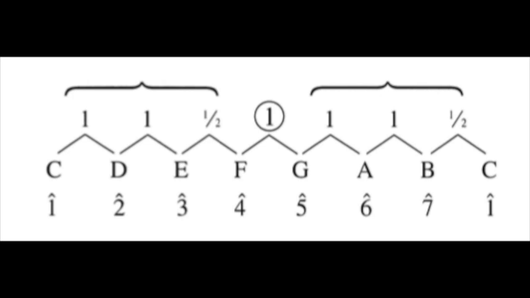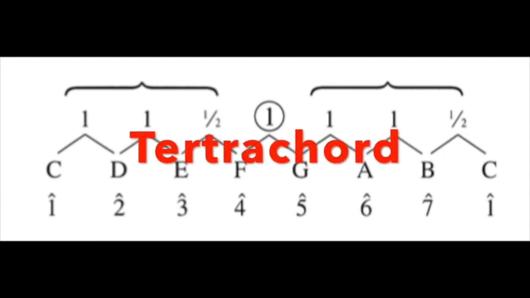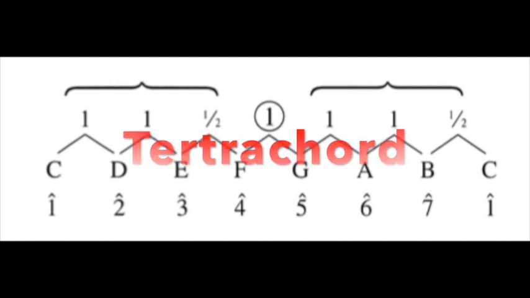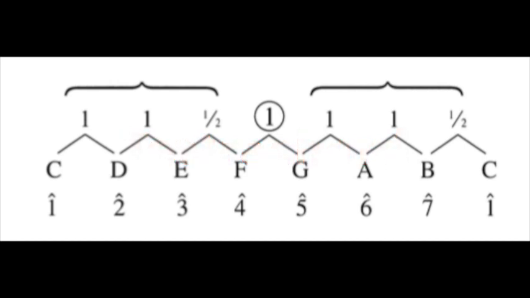Notice also that the major scale can be thought of as two identical 4-note patterns separated by a whole step. These 4-note patterns are called tetrachords. So here we have C, D, E, F. So that's a whole, whole, half. Then there's G, A, B, C, whole, whole, half, with the difference between F and G being that whole step.